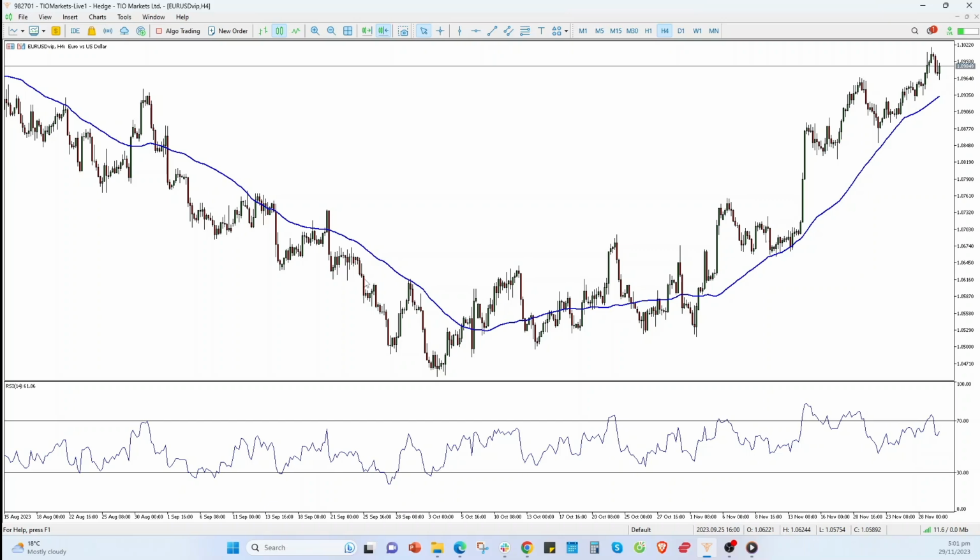Does that make sense? Let me show you an example. Do you see these two lows in the RSI here?